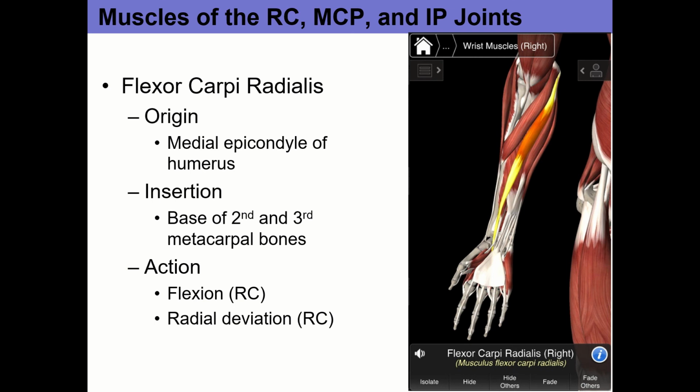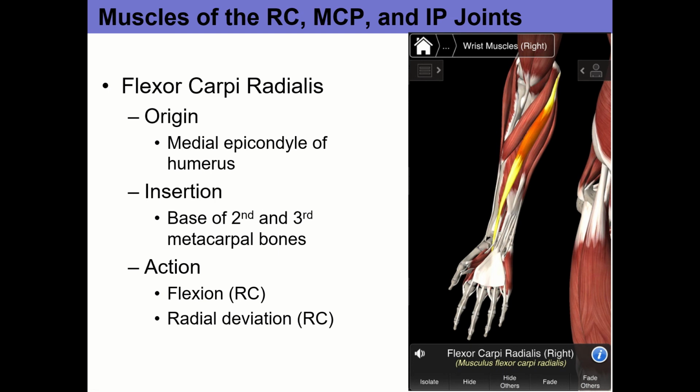So now we're on the medial epicondyle. Remember, the medial epicondyle is the site of origin of the wrist flexor pronator group. So the next three or four muscles are all going to originate there. The first one is flexor carpi radialis. It originates at the medial epicondyle and inserts into the base of the second and third metacarpals, but this time on the palmar aspect. In terms of action, it's a flexor at the radiocarpal joint, and because its line of pull is slightly off center from the radiocarpal joint, it's also a radial deviator.